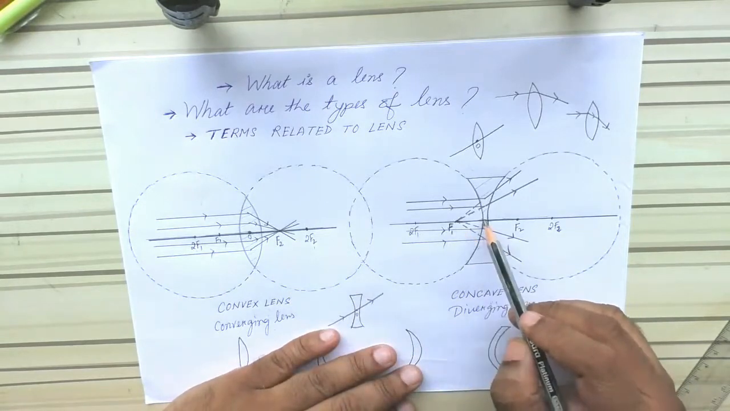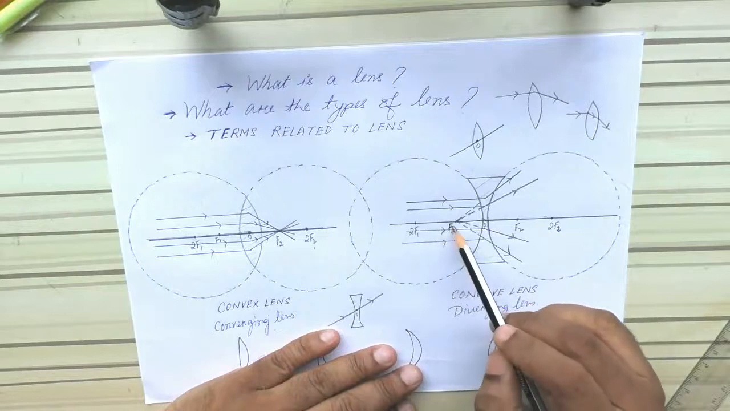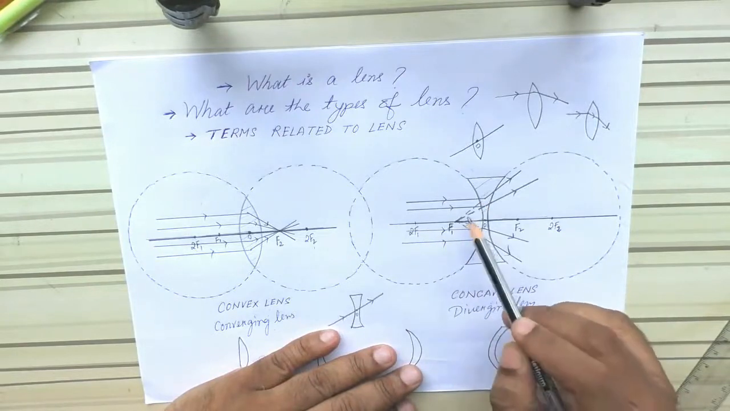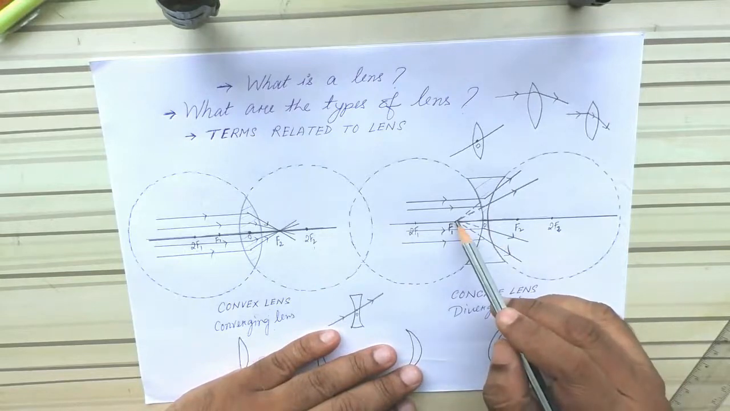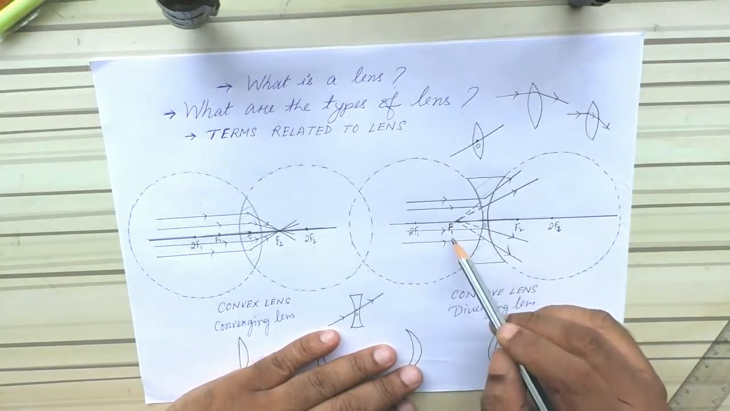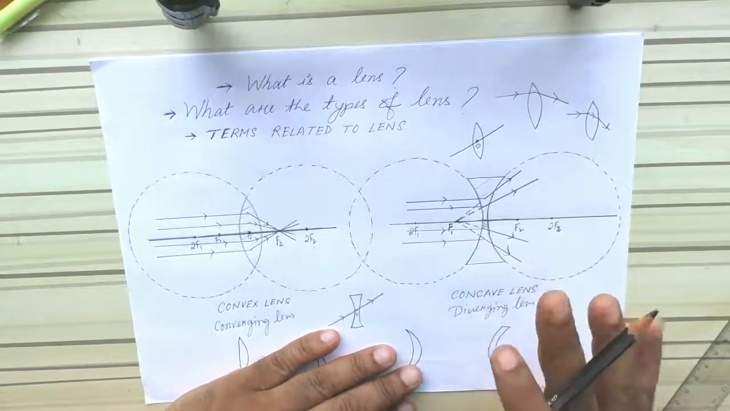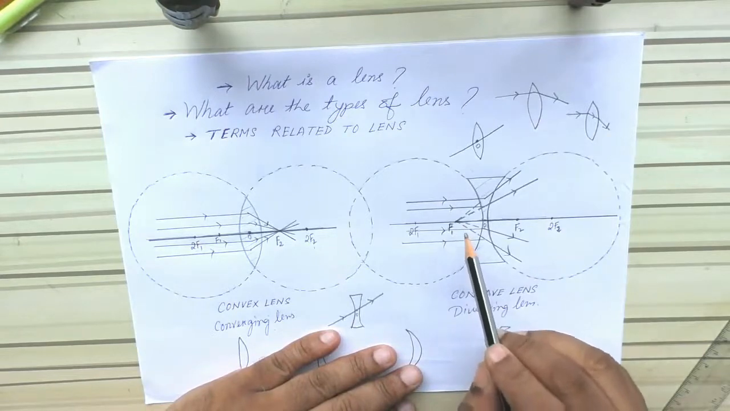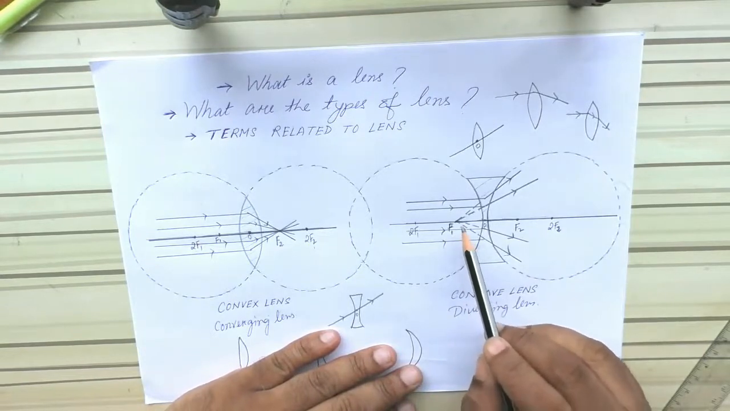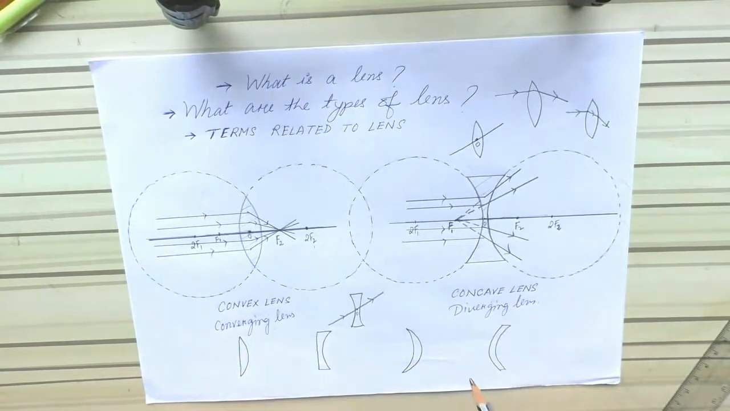And in case of concave lens, if we allow a parallel beam of light parallel to the principal axis to pass through concave lens, the light rays after refraction appear to diverge from a point on the principal axis, and this point is called principal focus. And principal focus of concave lens is virtual because light rays do not actually intersect here. Light rays appear to diverge from this point after refraction.